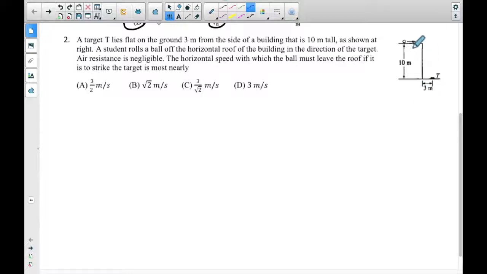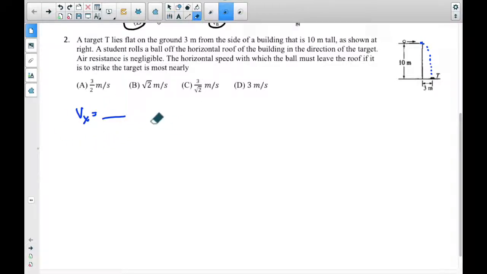A student rolls a ball off the horizontal roof of the building in the direction of the target. Air resistance is negligible. The horizontal speed with which the ball must leave the roof if it is to strike the target is most nearly. So in other words, we are looking for the horizontal speed. That's v sub x. That's what we've been calling it. So this ball is going to come here, and it is going to fall down to the ground and hit the target. When we do these problems, we have things in the y direction, we have things in the x direction. And so v sub x is what we're looking for, but we actually have quite a bit of work to do before we find v sub x.